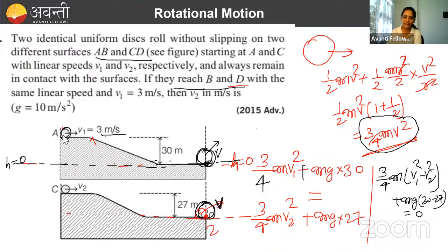This will be the exact calculation. Done. m को मैं कैंसिल करती हूँ और 30 minus 27 will be how much? 3 into g will be how much? 30. And this is v1 square is 9 minus v2 square equal to minus 30. It will be 30 minus 27. Done. And here it is 4.